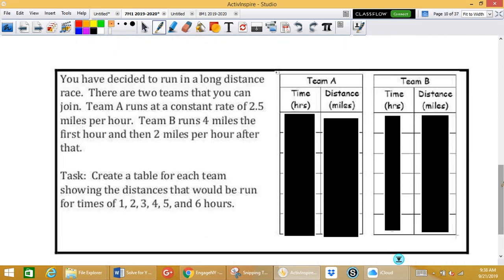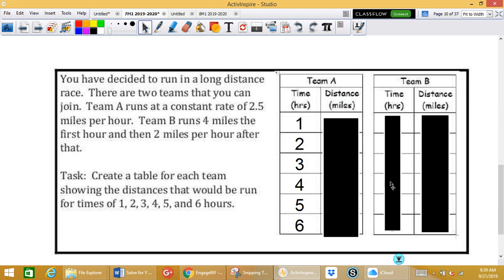So you've decided to run in a long race. There are two teams that you can join. Team A runs at a constant rate of 2.5 miles per hour. Team B runs at 4 miles the first hour and then 2 miles the hours after that. Create a table for each team showing the distance that would be run for the times 1, 2, 3, 4, and 5 hours. So here's our hours for each team.